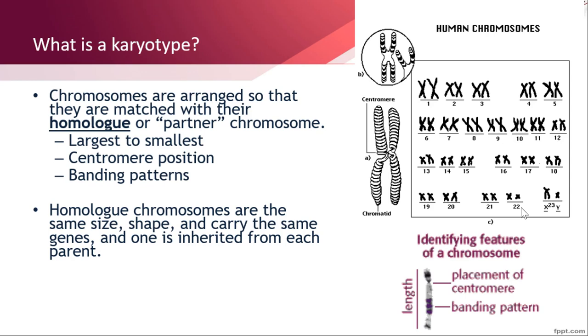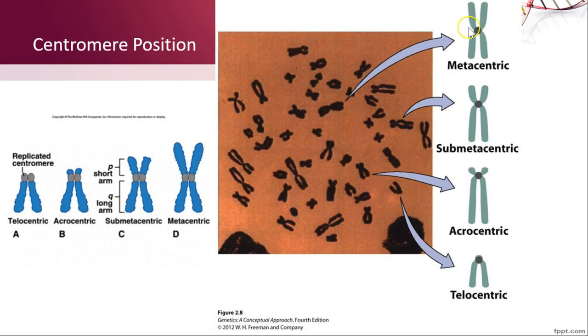So when we arrange them, we're going to match them with their homolog. Remember, you get one from mom, one from dad, same genes. We're going to organize them from largest to smallest. We're going to look at the centromere position, and then within that largest to smallest, we're going to organize them by whether the centromere is, I'm going to switch to the next slide really quickly, metacentric in the middle, submetacentric, kind of in the middle of the top, and then acrocentric, which means you just have tiny, tiny little P arms. And then telocentric, which means there are actually no P arms. So P is the short arm, Q is the long arm. Okay, so this is that organization.